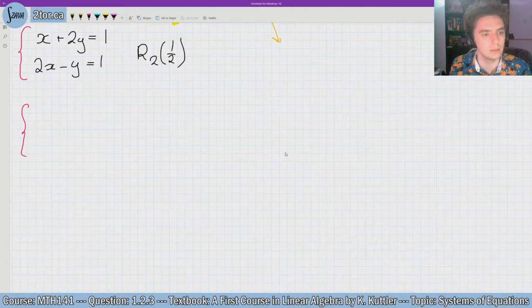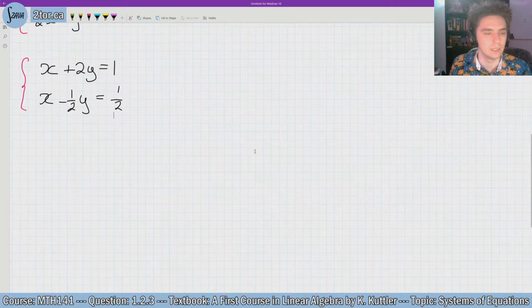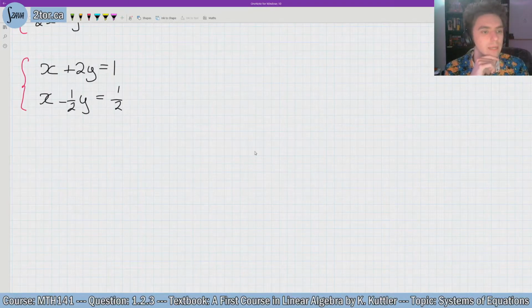If I multiply it by a half, then the new system is: first equation stays unchanged, x plus 2y equals 1. Second equation is just multiplied by a half. 2 times a half is 1, so it's x. Negative 1 times a half is minus a half y. And 1 times a half is a half.